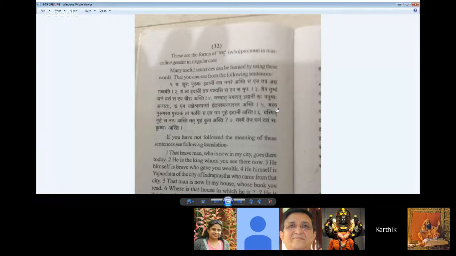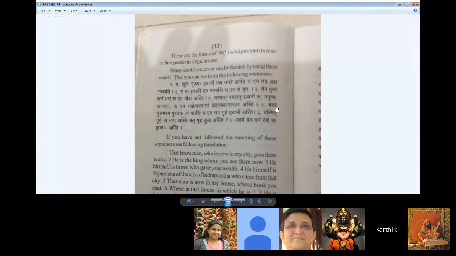So this is the first part of the sentence, and this is going to be connected to the main clause. How do we connect? We say yaha shuraha purushaha. Because shuraha purushaha is in prathama vibhakti, we also use the yad shabda in prathama vibhakti. So we say yaha shuraha purushaha idanim mama nagare asti, that brave man who is now in my town, sa tatra adya gachati, that man, he is going to go there today. That's how you connect the two sentences.